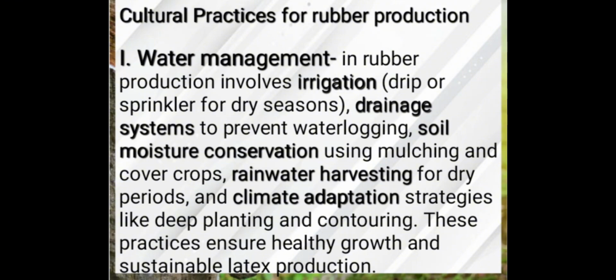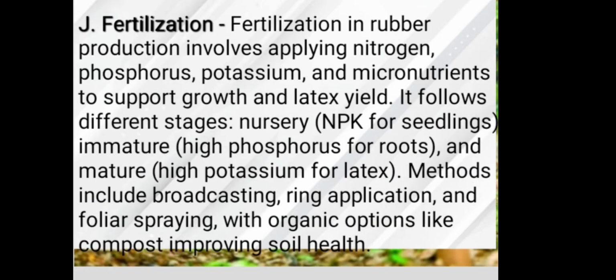These practices ensure healthy growth and sustainable latex production. Fertilization. Fertilization in rubber production involves applying nitrogen, phosphorus, potassium, and micronutrients to support growth and latex yield. It follows different strategies like nursery or NPK for seedlings, immature high phosphorus for roots, and mature high potassium for latex. Methods include broadcasting, ring application, and foliar spraying with organic options like compost, improving soil health.